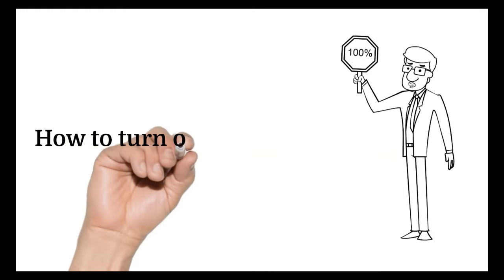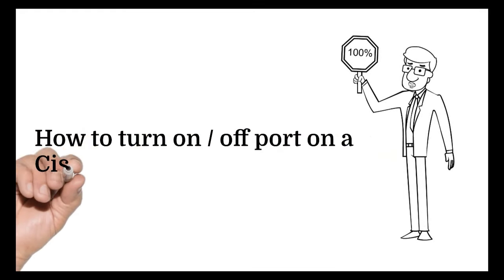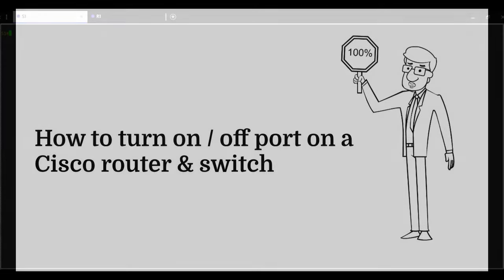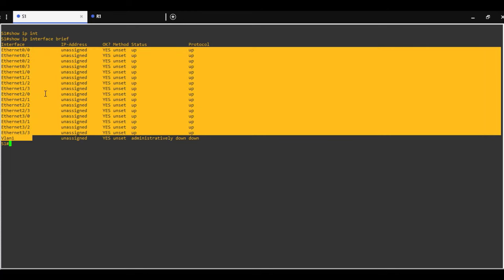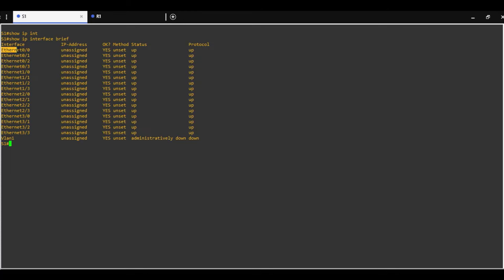How to turn on and off a port on a Cisco router and a switch. Show IP interface brief. You can see all interfaces on your switch. Interface Ethernet 0/0 and status it's up.